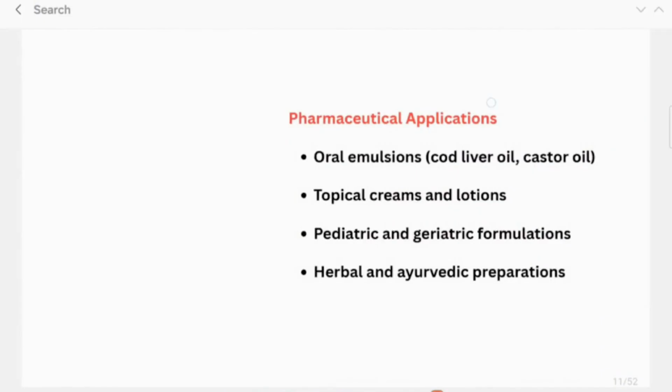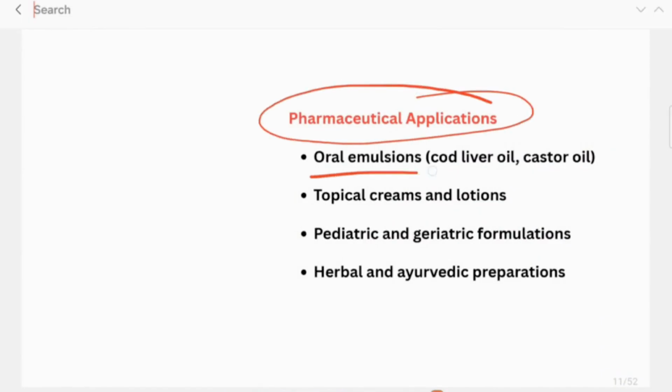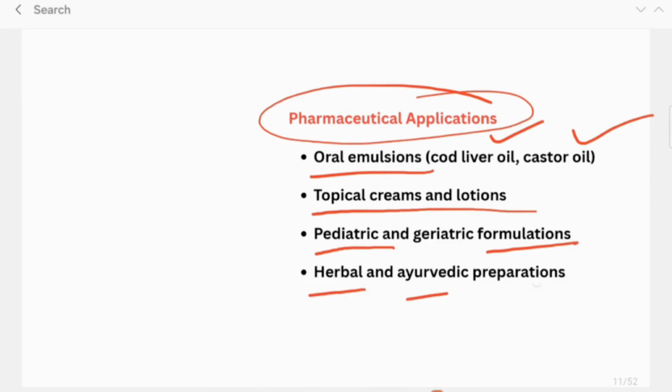Now, what are the pharmaceutical applications of these emulsions? They are used in the formation of oral emulsions, for example cod liver oil, castor oil. They are used in the preparation of topical creams and lotions, in pediatric formulations, and in herbal and Ayurvedic preparations.